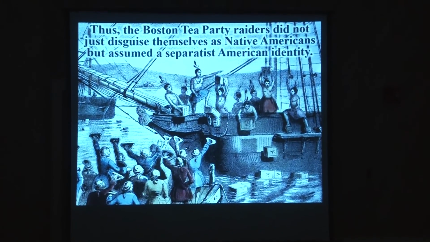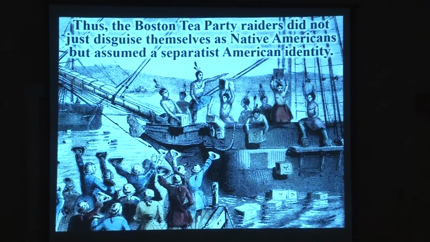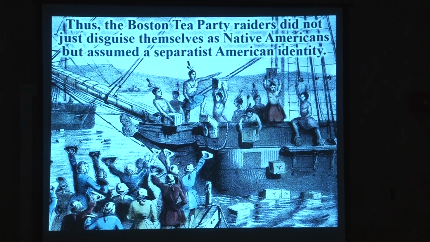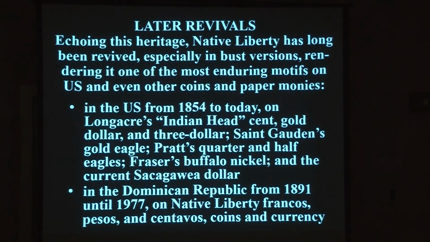All right, the Boston Tea Party raiders did not just disguise themselves as Native Americans, they assumed a separatist Native American identity. This identity was clearly widely known. If you want to state your independence from England in the United States at this time, you present yourself as a Native American. And so these guys weren't just hiding their identities, they were saying this: we are not England. You have no right to tax us. We are Americans. All right, this is powerful imagery, and we find it throughout the Americas and throughout time.